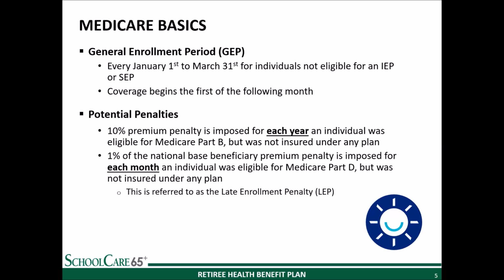There are a few potential penalties you may incur if you do not enroll at the correct time. There is a 10% penalty imposed for each year an individual was eligible for Medicare Part B, but was not insured under any plan. Also, there is a 1% penalty of the national base beneficiary premium imposed for each month an individual was eligible for Medicare Part D, but was not insured under any plan. This is referred to as the late enrollment penalty.